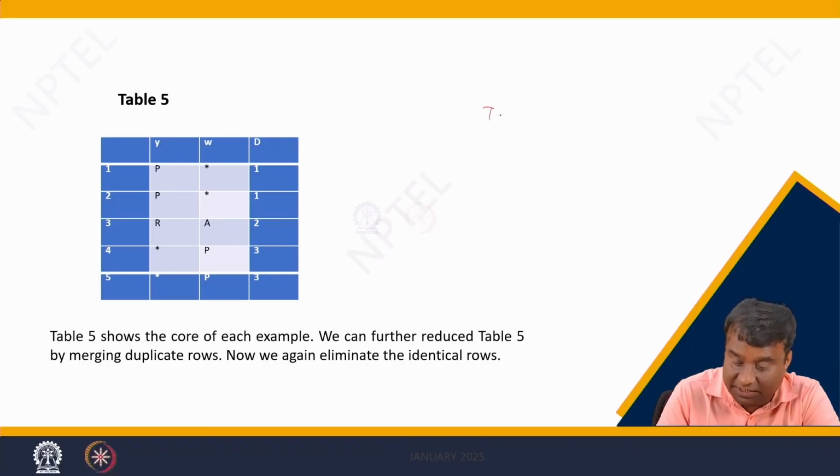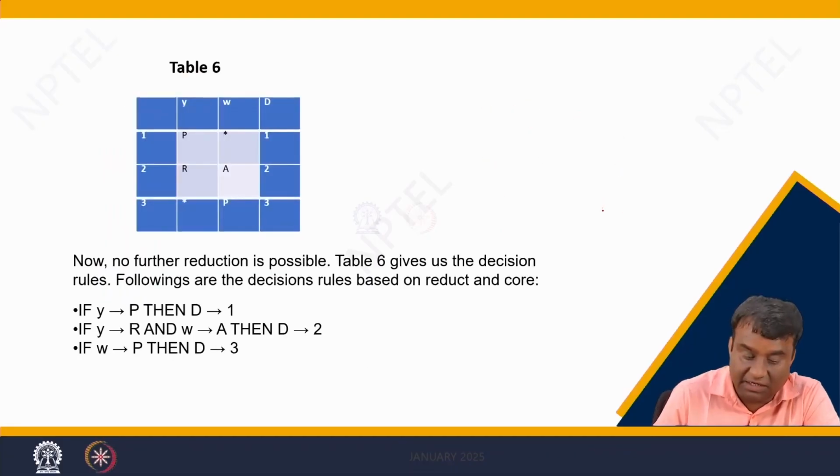So we have table 6. We have like that 1 P. So it is Y W D. So P star 1. In table 3 you may write like that. So R A 2, and in column 4 you can merge this thing. So star P 3. So this is basically table 6. Now it is not possible to reduce the table further. So now further reduction is not possible.